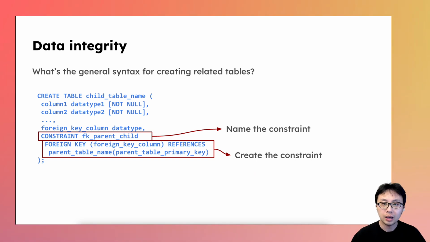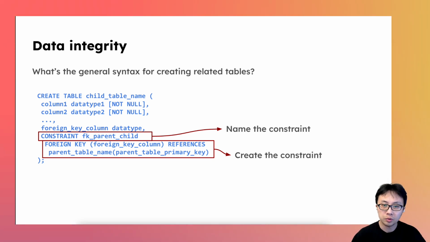So this long clause with three keywords, constraint, foreign key, then references, enforces referential integrity between two related tables. Referential integrity is an important aspect of data integrity. This clause is composed of two parts. The foreign key references statement creates a foreign key constraint that enforces the referential integrity.